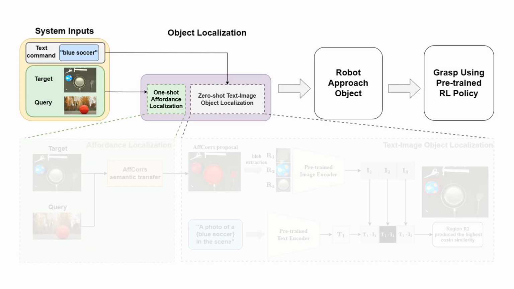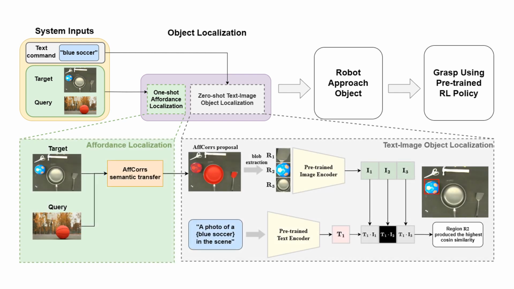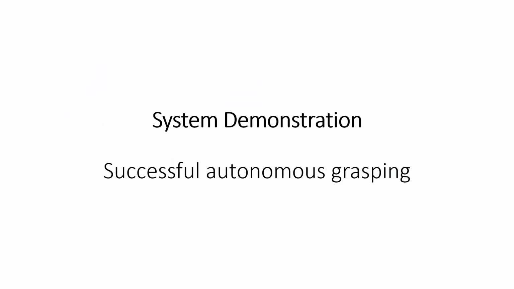The system takes two key inputs, a brief text description of the target object as well as a labeled query of a similar object. Then, the object is localized so that the robot can grasp using a pre-trained reinforcement learning policy. The query is used to find similar objects in the target image with one-shot affordance matching. The output regions are then fed into a zero-shot object identification, which outputs the region that matches best to the text prompt to localize the target object.